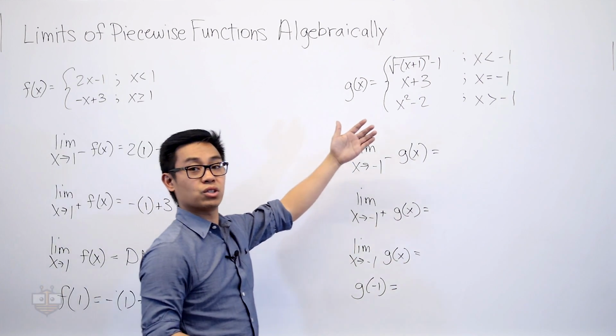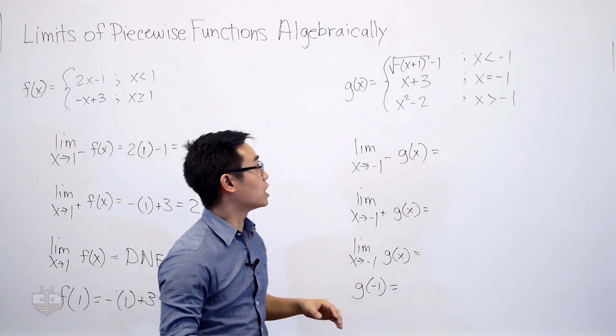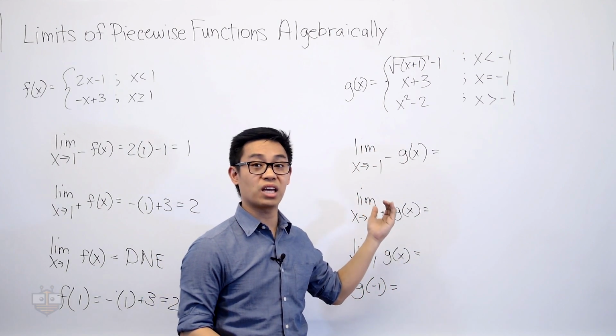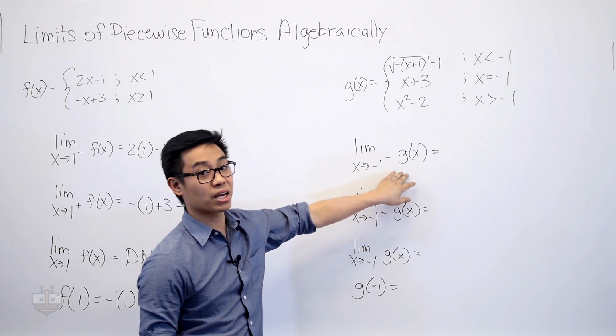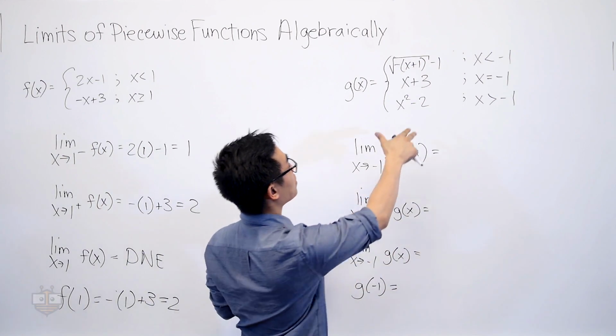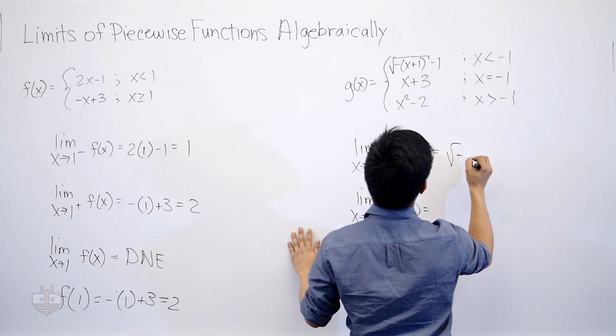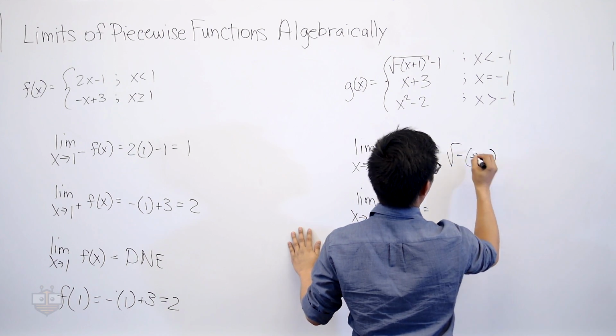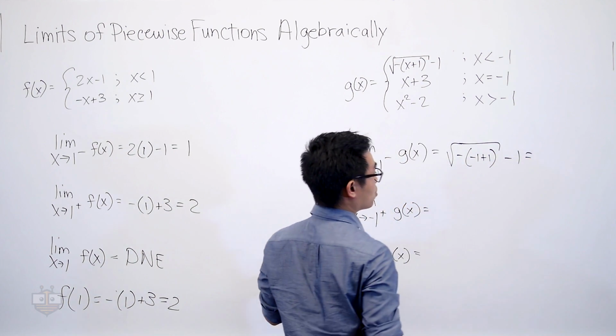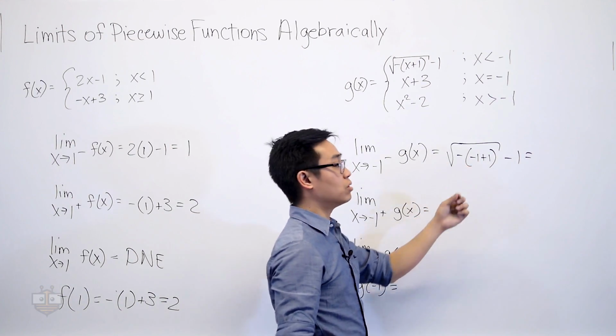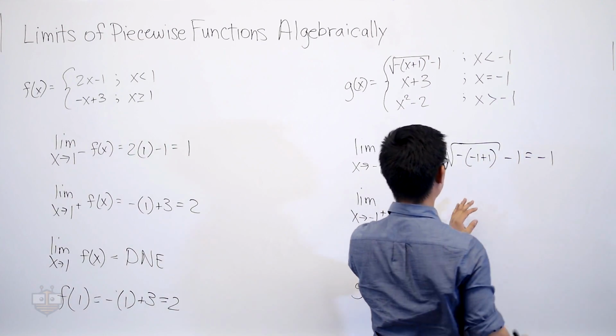If we take this function, it's almost the exact same thing. If we take the limit as x approaches negative 1 from the left of g of x, which function does that mean? That means we should be subbing into here. So we get the square root of negative 1 plus 1, minus 1. In here you get 0, minus 1 is minus 1.